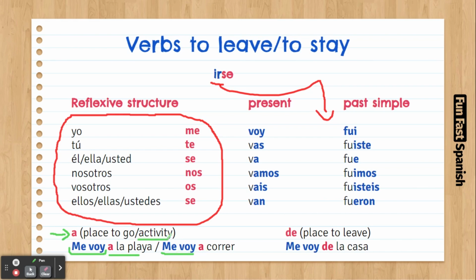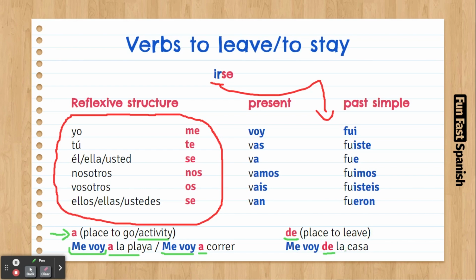You can put any activity in infinitive here. Remember, after using the preposition a. Also, you can leave a place and you can specify the place you're living. In this case, me voy de la casa. This is an example. You're going to use the preposition de to specify the place you are living. Me voy de la casa means you are leaving the house.